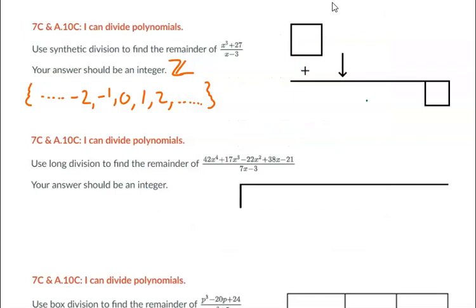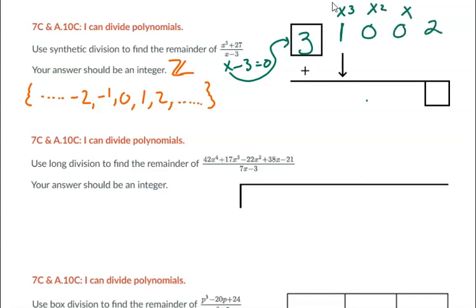Okay, so this number right here, we're going to set this equal to 0, and so x would equal 3. Our numbers up here will be the coefficients of the numerator. We have 1x cubed, 0x squared, 0 x's, and 27 constants. Bring down the 1. 1 times 3 is 3. Add these, you get 3. 3 times 3 is 9.